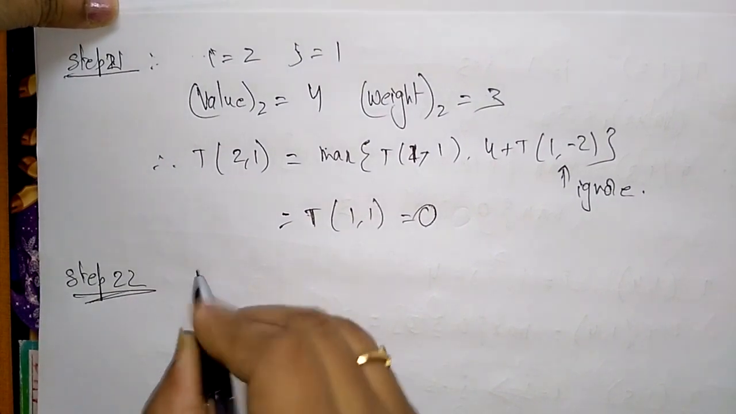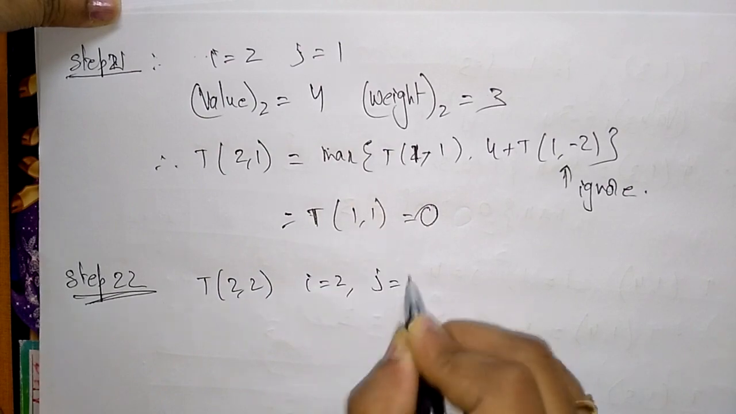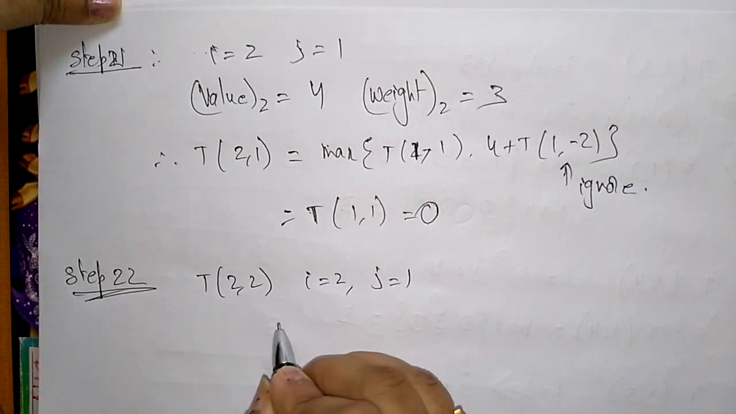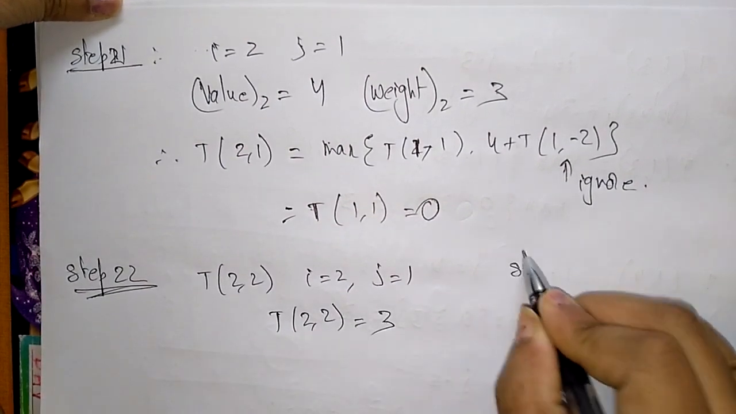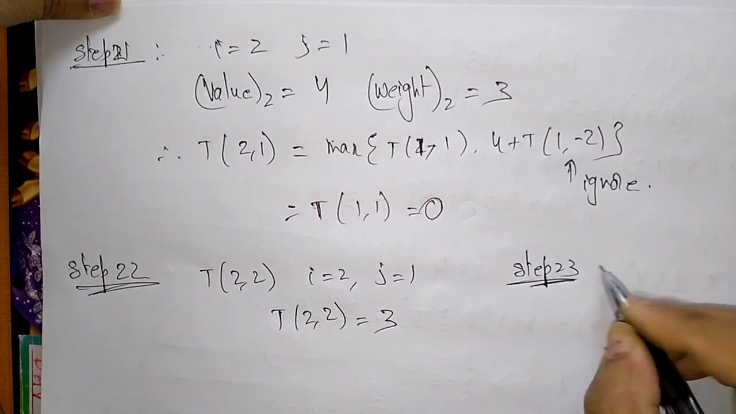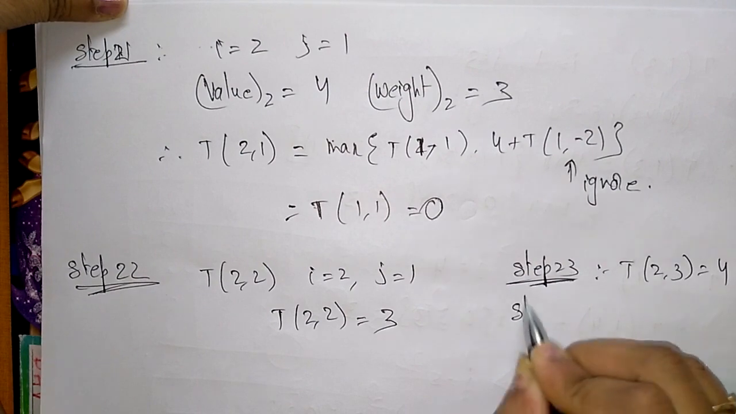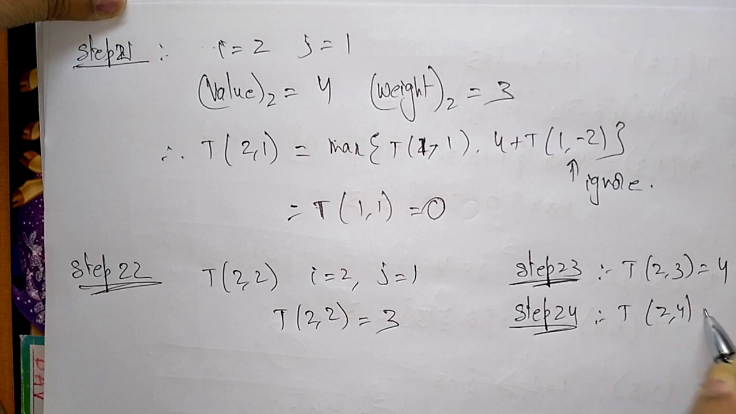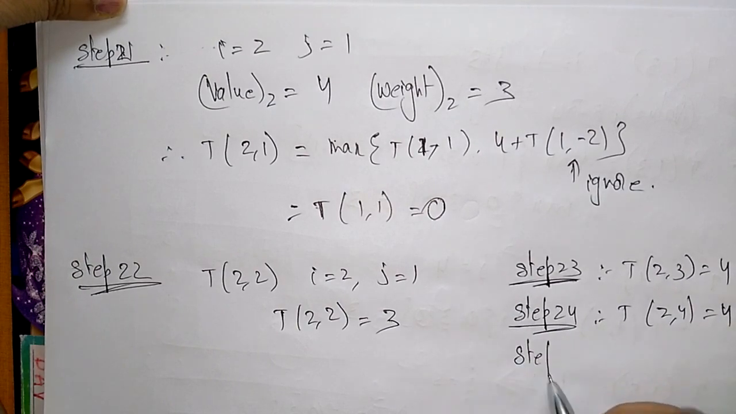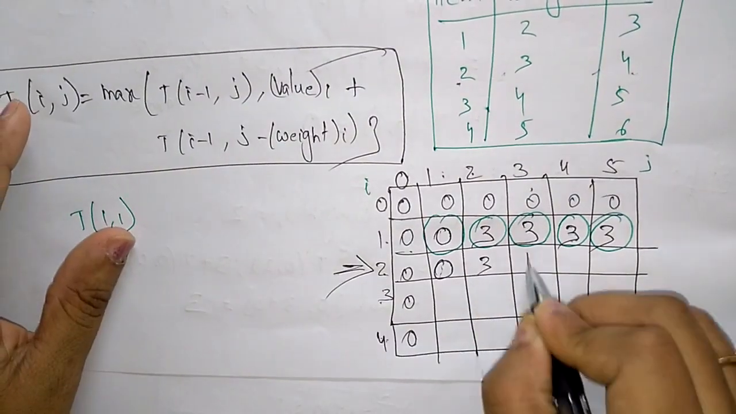Step 2. So we have to find out T of 2 comma 2, where I is equal to 2 and J is equal to 1, and we will get the answer, I am directly writing, 3. And step 2 3, the second row and the third column, we get T of 2 comma 3 equal to 4, and step 2 4, second row and the fourth column, we get 4, and step 2 5 we will get 7. So just substitute those values: 0 3 4 4 7.